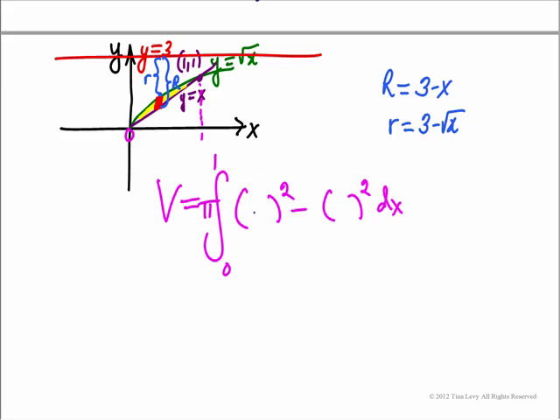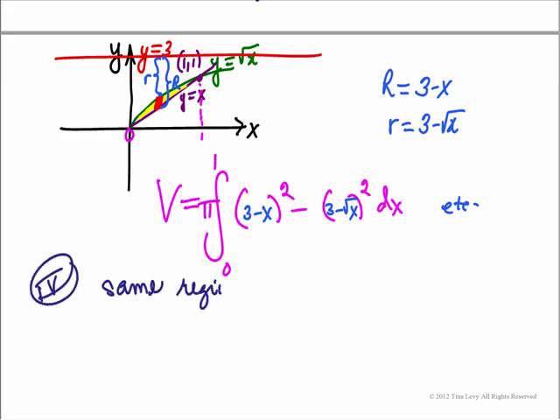The first parentheses gets capital R, the second little r. And of course, I'm going to write etc., but you're going to FOIL and you're going to combine like terms and you're going to get the answer. So now we're going to do the same region, only now I want you to rotate about the y-axis.